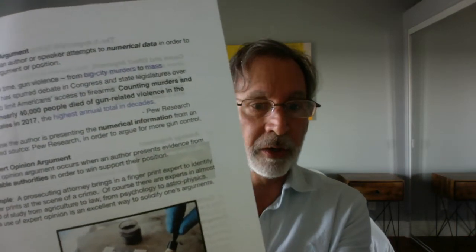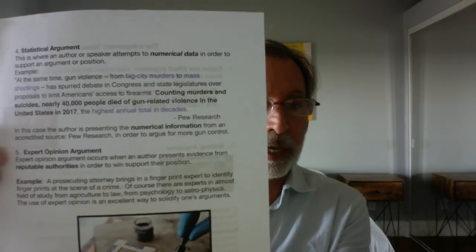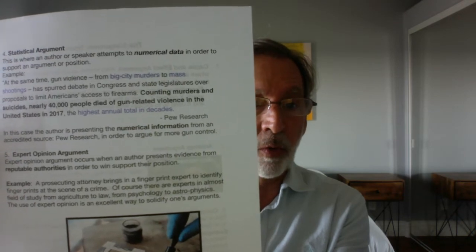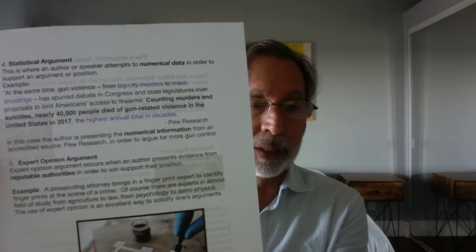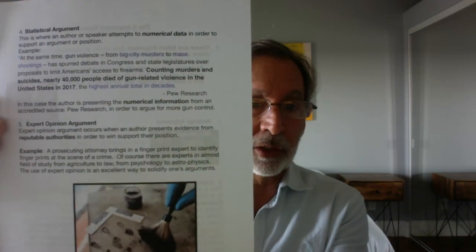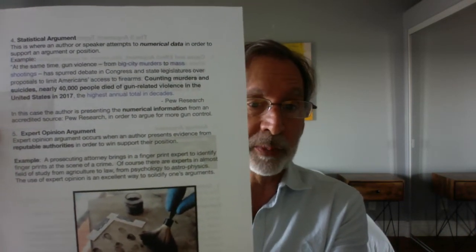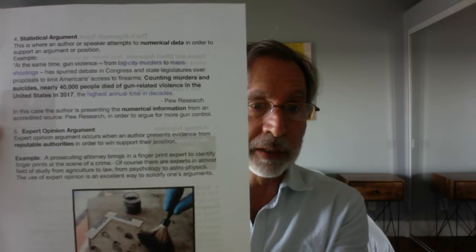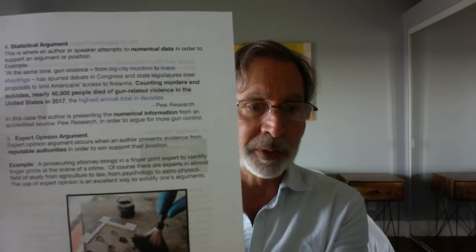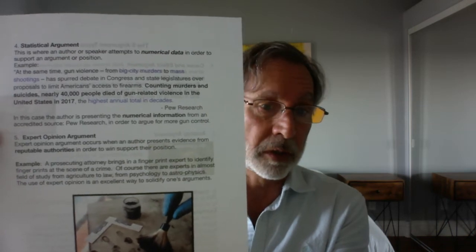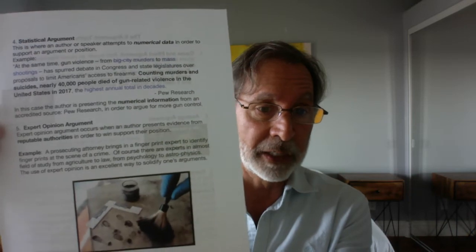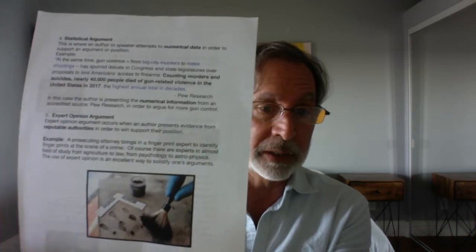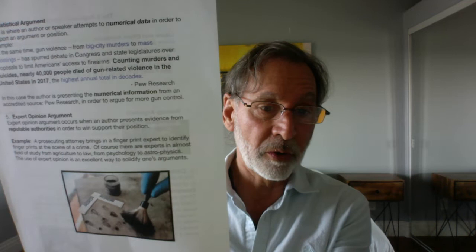Expert opinion occurs when an author presents evidence from reputable authorities in order to win support for their position. I just typed this. Example: a prosecuting attorney brings in a fingerprint expert to identify fingerprints at the scene of a crime. Of course, there are experts in almost every field of study, from agriculture to law, from psychology to astrophysics. The use of expert opinion is an excellent way to solidify one's arguments. And you can see I have somebody fingerprinting.